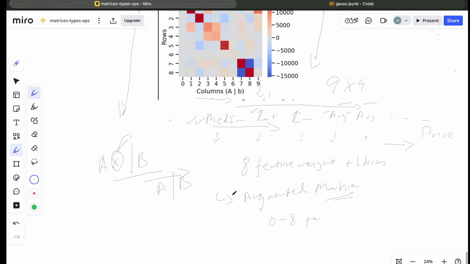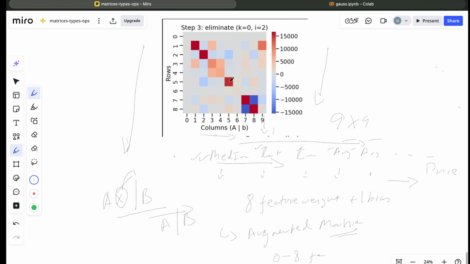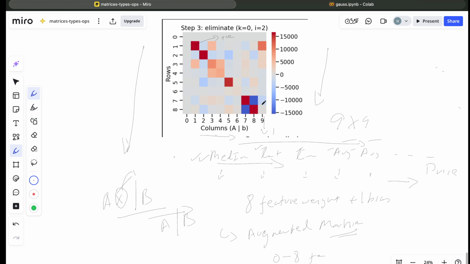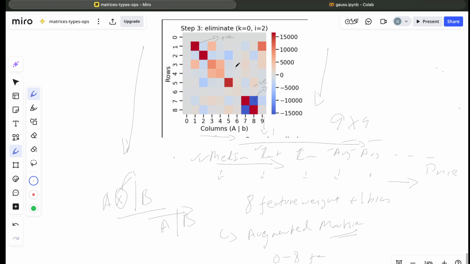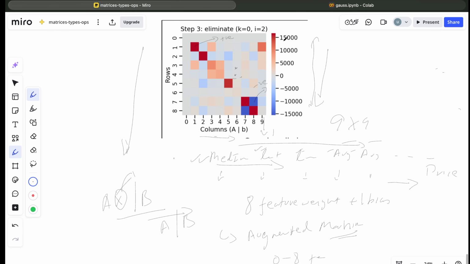Now, what does the red color mean here? Let's understand the colors. The red color indicates a positive number, the blue color indicates a negative number, and gray is zero. The color bar highlights the numbers, showing how big they can get.